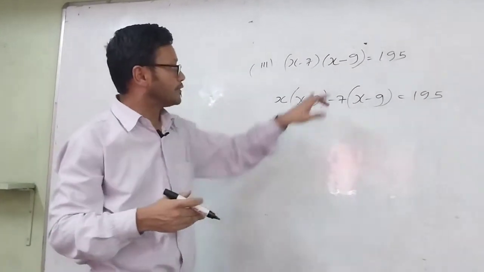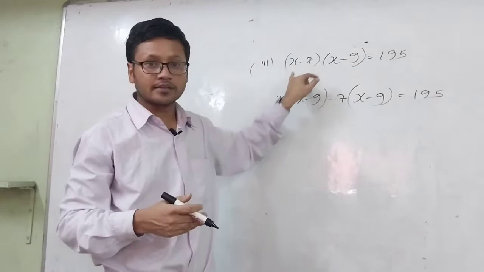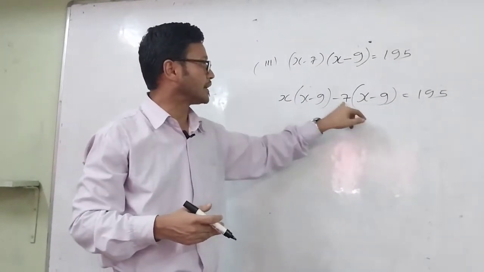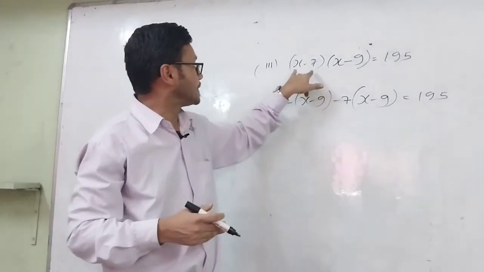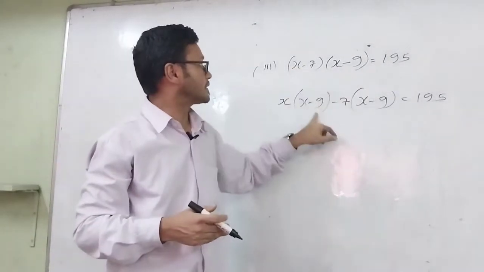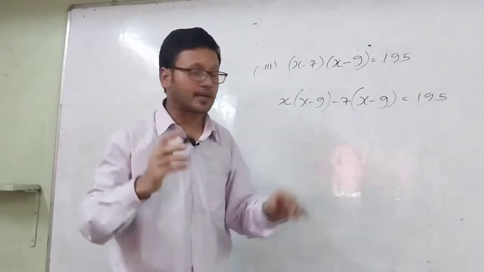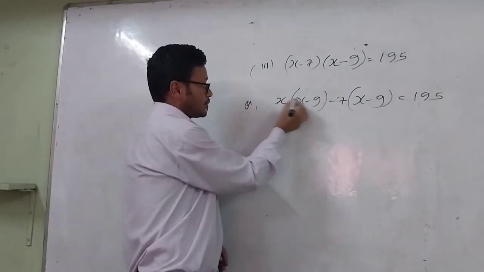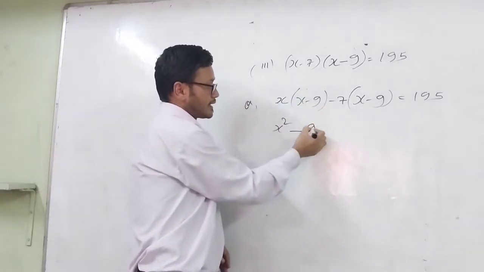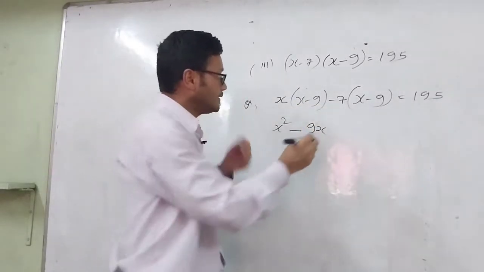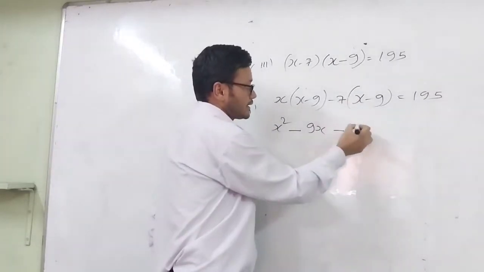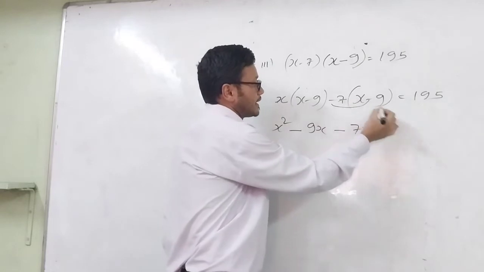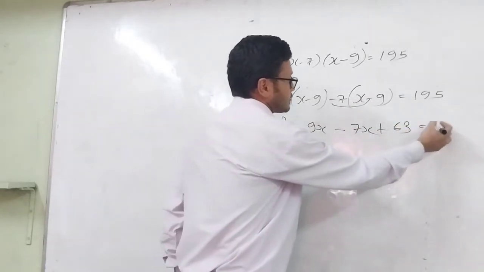Now if you break the other number, you have to write (x minus 7) 2 times, and here x, then minus 9. Now we can multiply: x into x, x square; plus into minus, minus; x into 9, 9x. Then similarly again minus into plus, minus; 7 into x, 7x. Again minus into minus, plus; 7 nines are 63, equals 195.